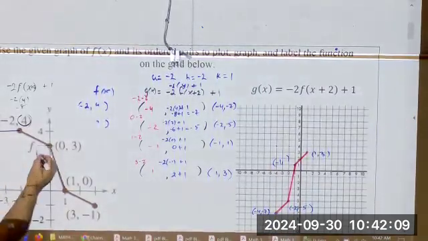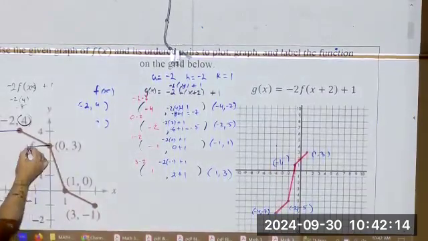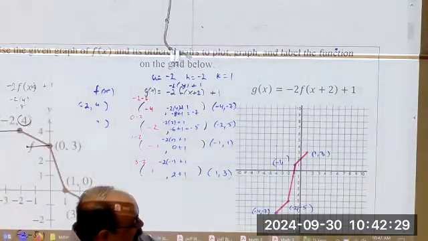The point 0, 3 got shifted 2 to the left. That 3 got multiplied by -2. It's down here at -6. So we're at -2, -6. And then we shifted up 1. It ended up at -2, -5. There.